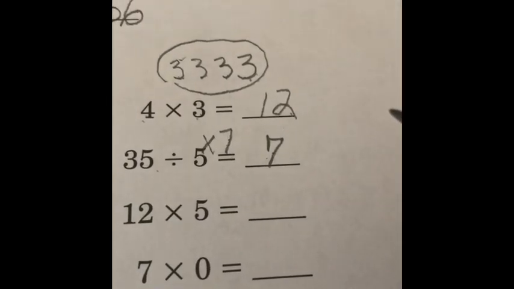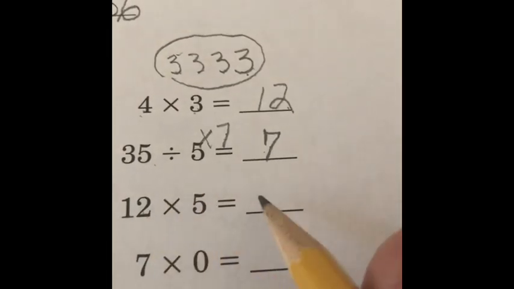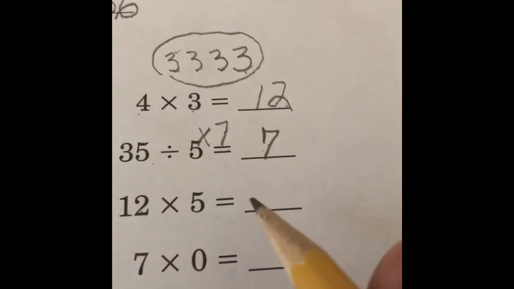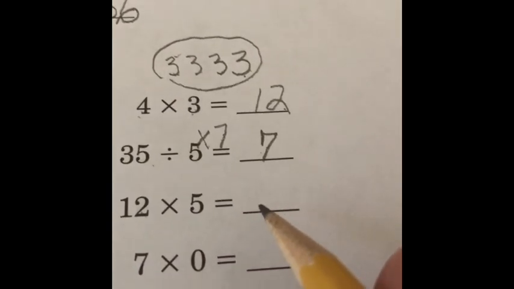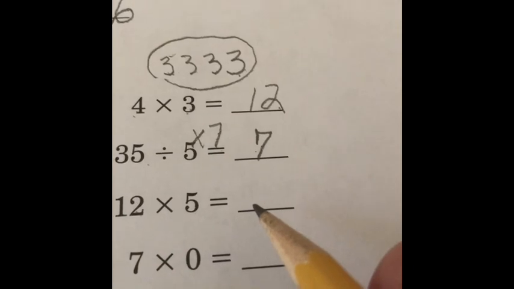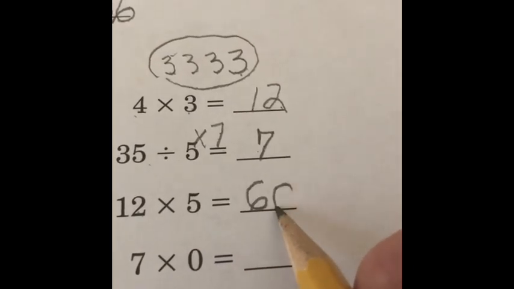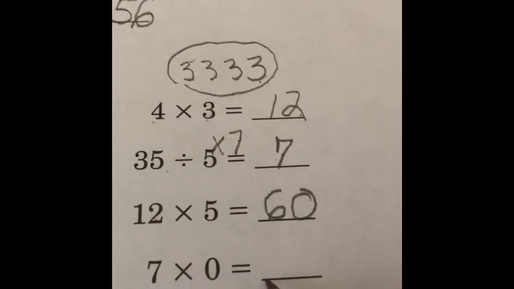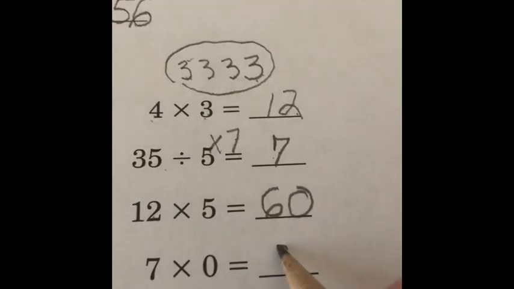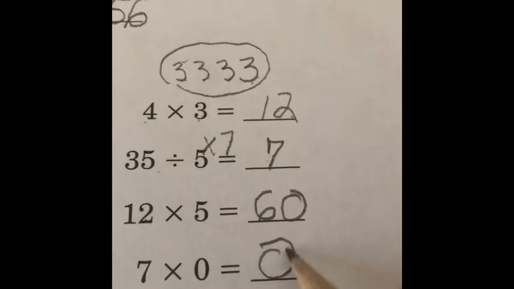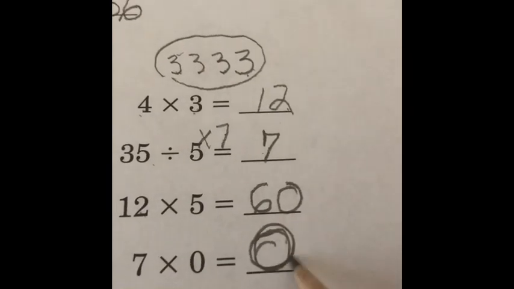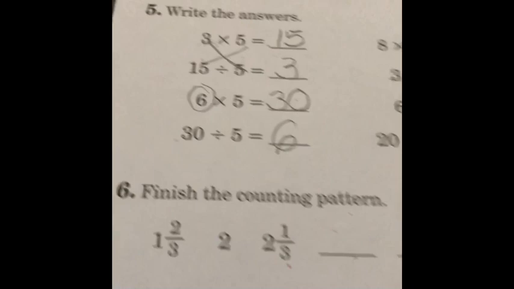12 times 5. Counting by 5s to 12. 5, 10, 15, 20, 25, 30, 35, 40, 45, 50, 55, 60. It would be 60 if I counted by 5s to 12. And 7 times 0, 0. Anything times 0 is always 0. It's always 0. Okay, let's go to the last thing.